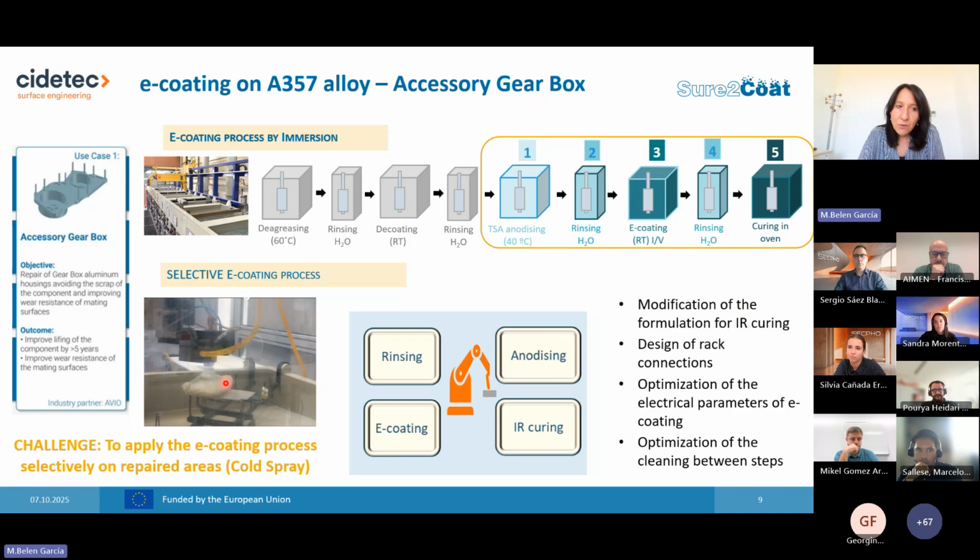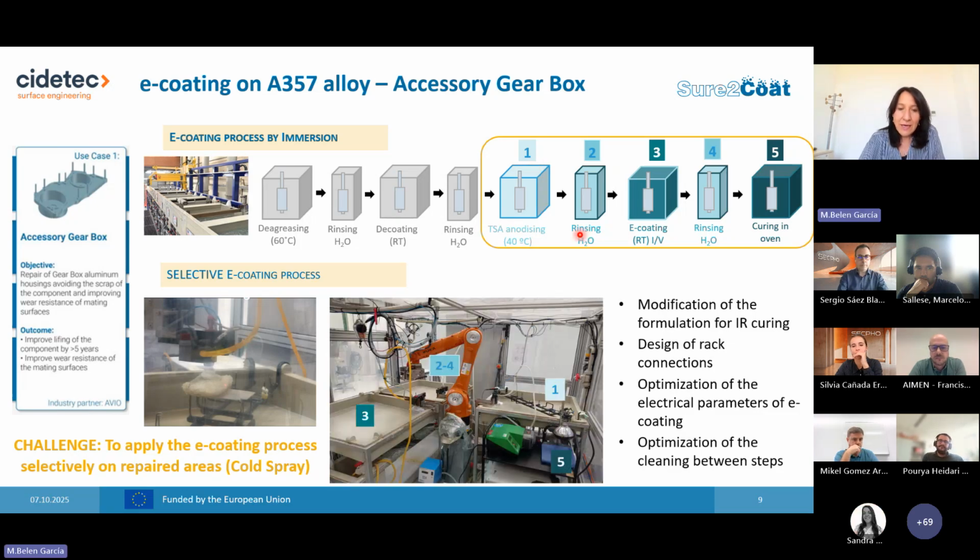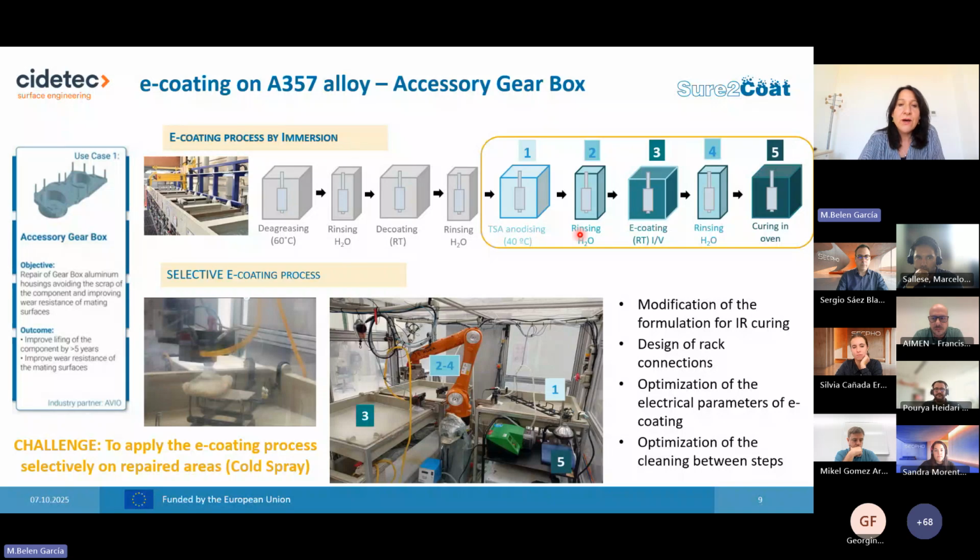So we have been working in Sur2Coat in modifying the coating formulation to enable the infrared curing. We have designed the racks and the connections. We have optimized the electrical parameters of the coating process and also the cleaning steps between anodizing and e-coating that we found was really needed. And in the next days we are going to apply this selective process that we have developed in small pieces in the demonstrator of the project, in the areas that have been repaired by cold spray.